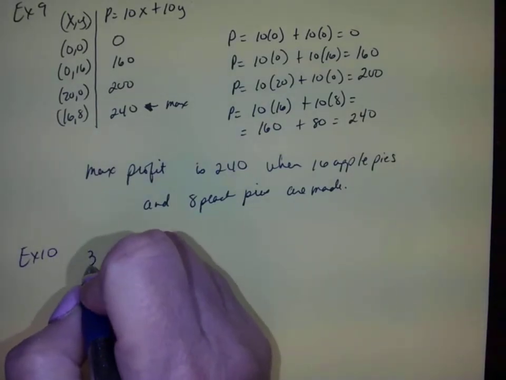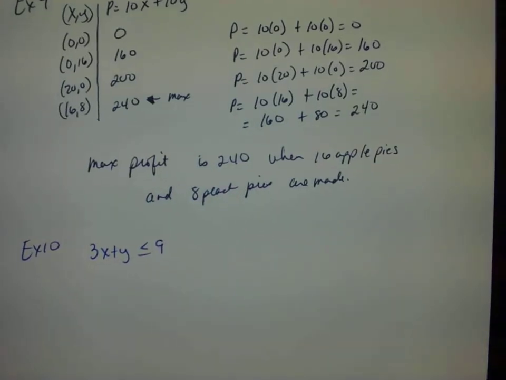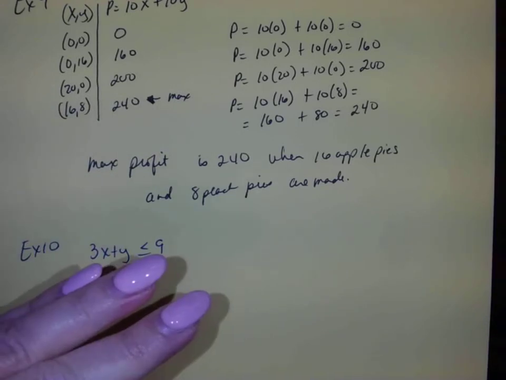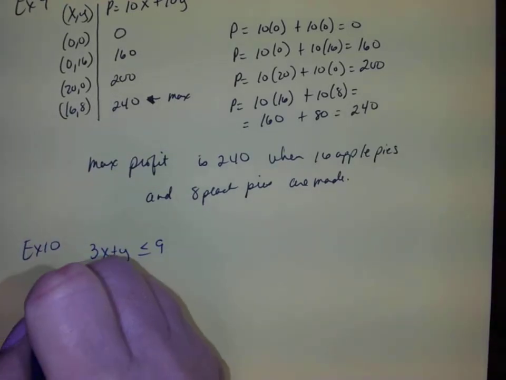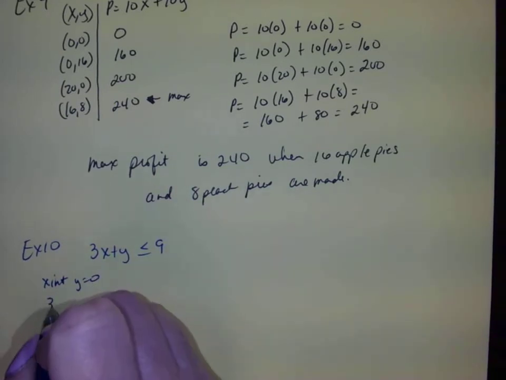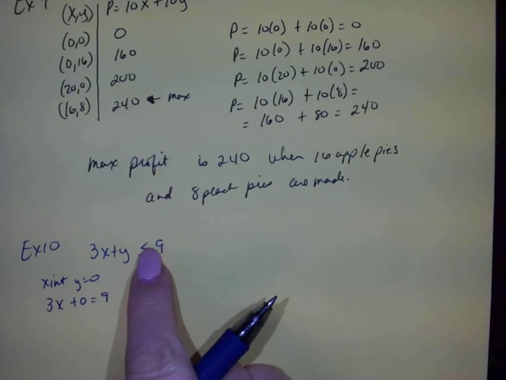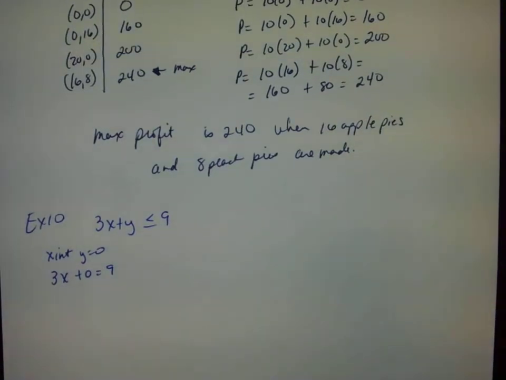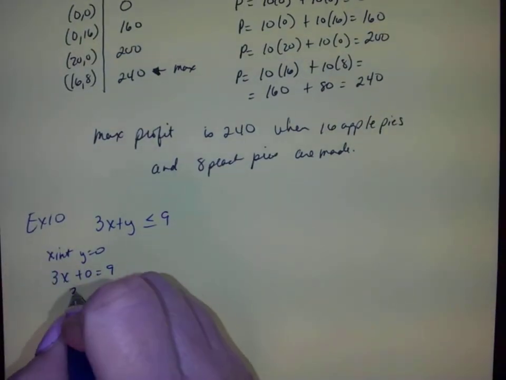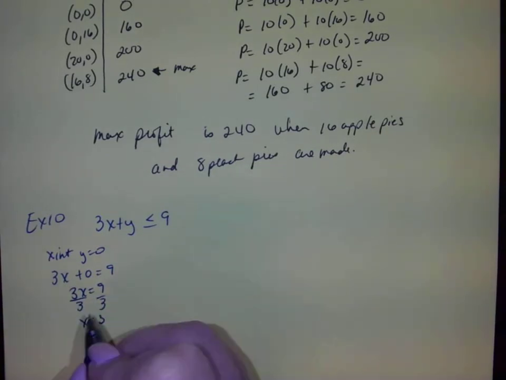the first equation we have is 3x plus y less than or equal to 9. With that, we have to find three things: the x-intercept, the y-intercept, and a test point. To find our x-intercept, y is set equal to 0. So 3x plus 0 equals 9. We don't leave it as less than or equal to. We make it an equal sign because we're looking for that intercept. So 3x equals 9, divide by 3, and x will be equal to 3. So the point will be (3, 0).